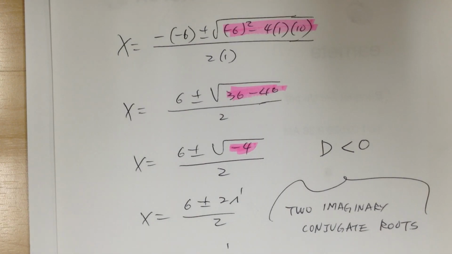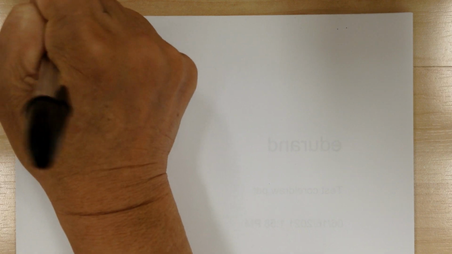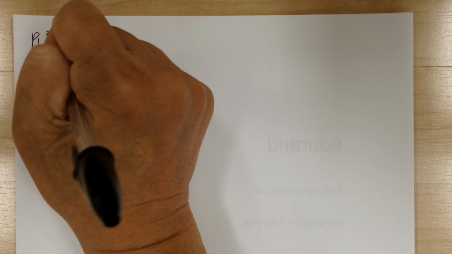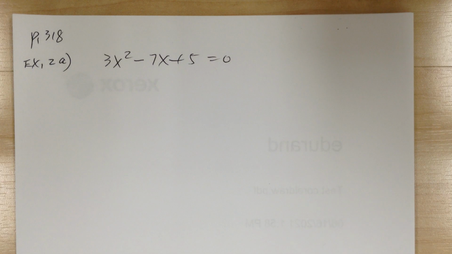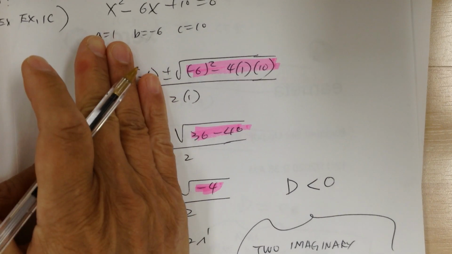Okay, let's go to example 2. Example 2 says, without solving each equation, determine the nature of its roots. So 3x squared minus 7x plus 5 equal to 0. Now we're not going to go through the solving, okay? Because notice over here, we don't need all this part. All we need is this part over here to figure out what kind of roots it's going to have.